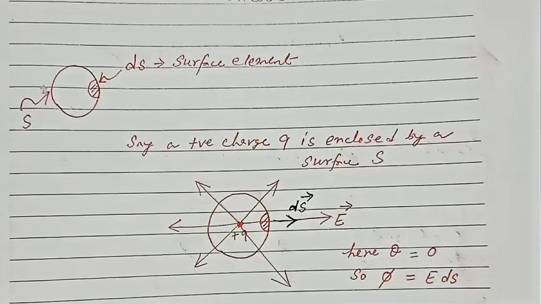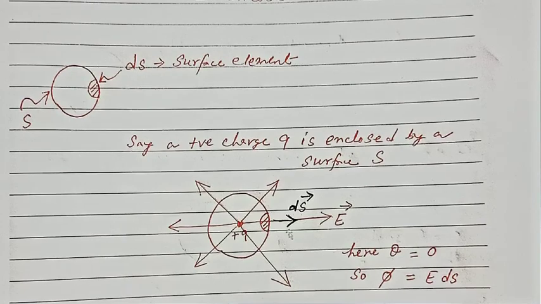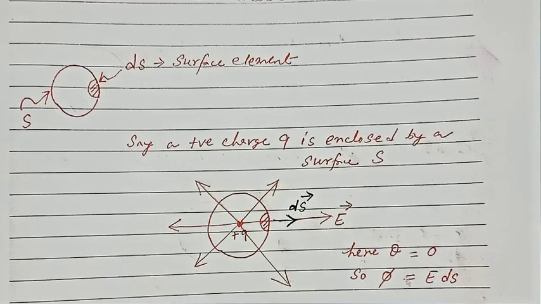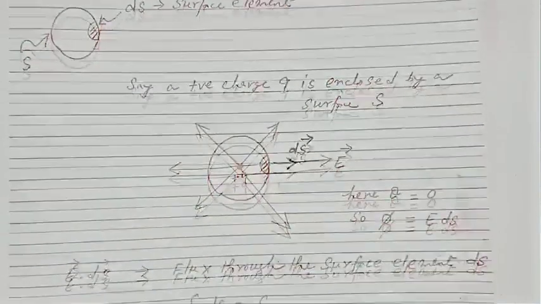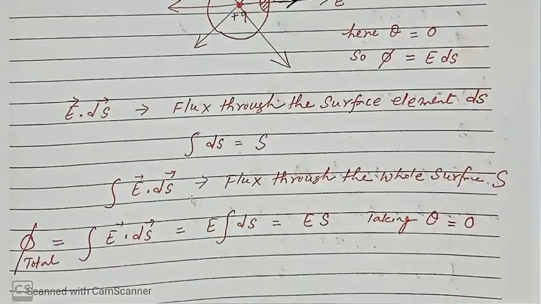Now for a closed spherical surface S, you may consider a surface element ds like this. You see this diagram, that for this surface element ds, if you want to draw the area vector and the electric field vector, you can see here that the angle between them is 0. So flux linked with the surface element, phi, is equal to E ds. Fine. So next you see E dot ds means flux linked with the surface element ds.